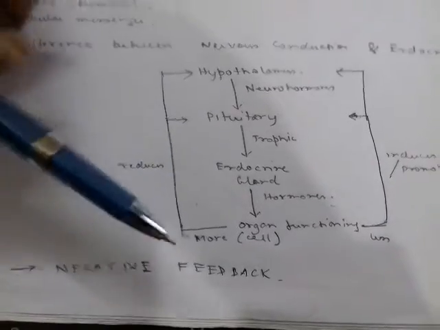And positive feedback is something different, which is beyond the scope of your knowledge. It is there in some cases of some endocrine glands. We are going to study that in +2 if you take up biology. So that is about the negative feedback mechanism.